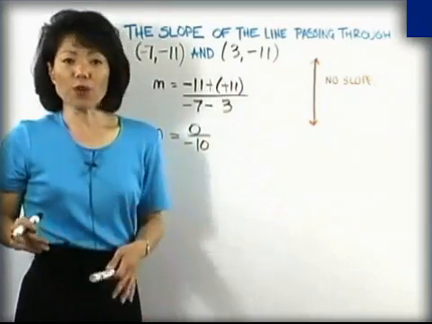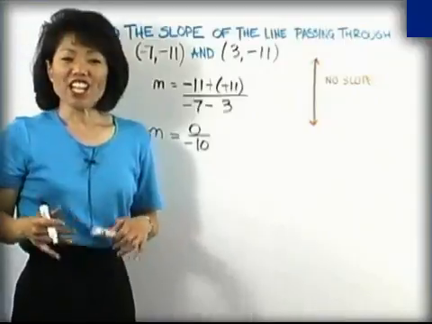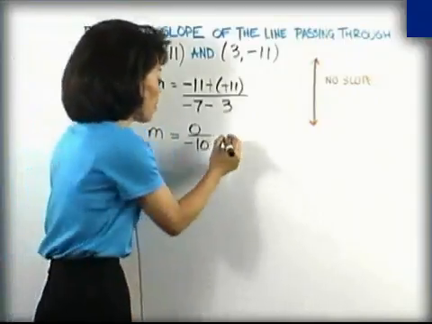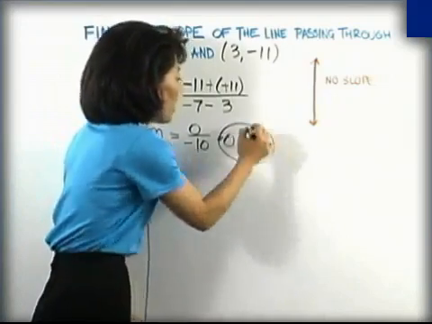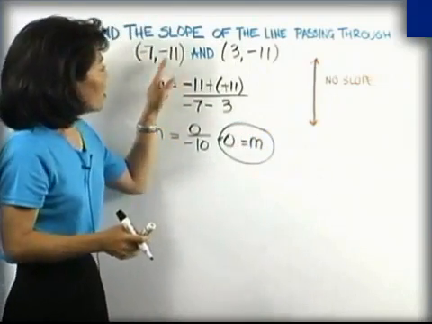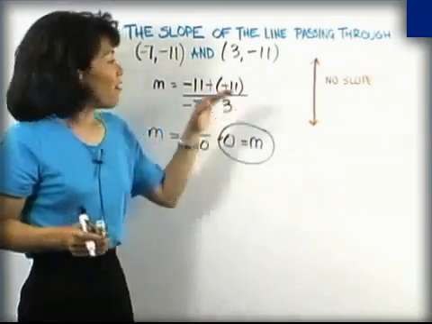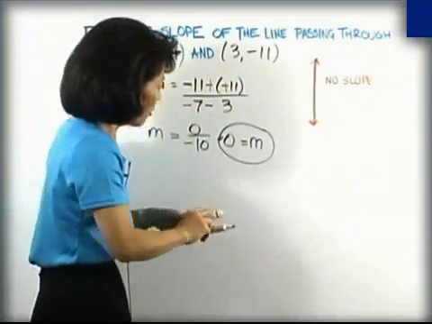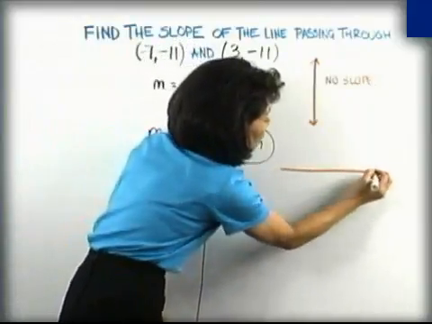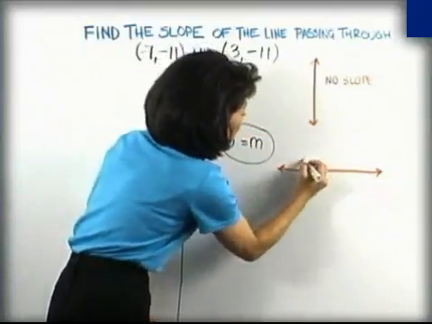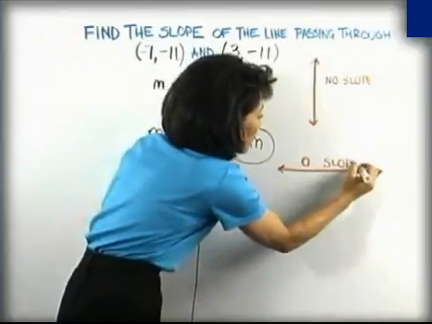Now, hopefully you know enough about fractions that when you see 0 over -10, you know that's equivalent to the number 0. So what does this mean? It's telling me that the line that connects these 2 points has 0 slope. Now, if you were to graph these 2 points, you would get a totally flat or horizontal line. We call this 0 slope.